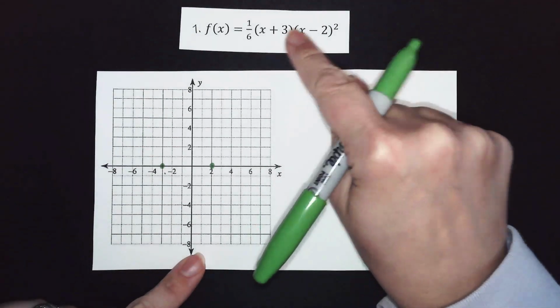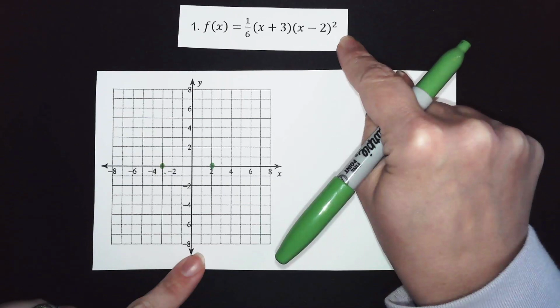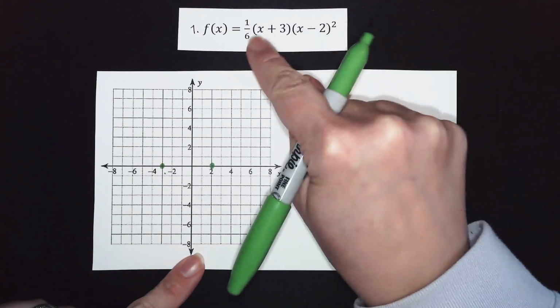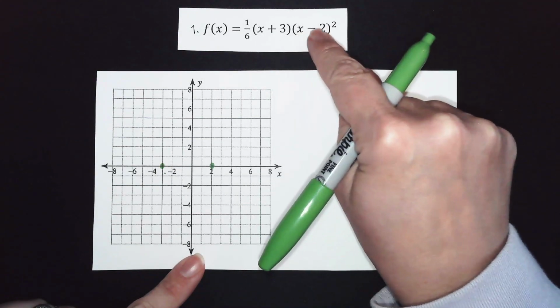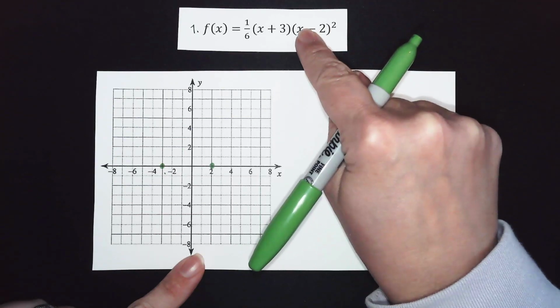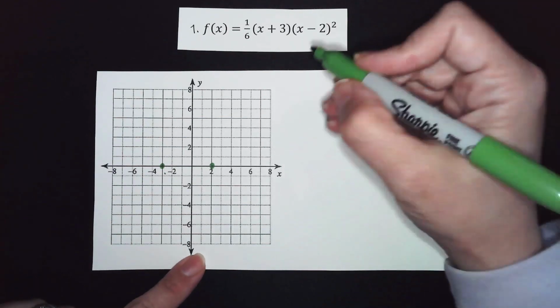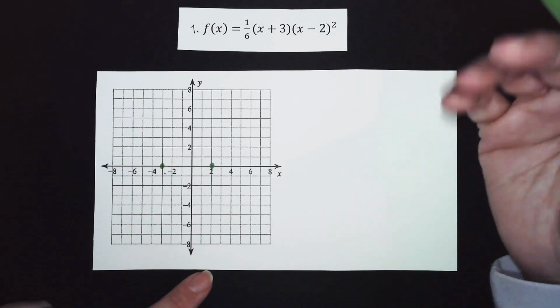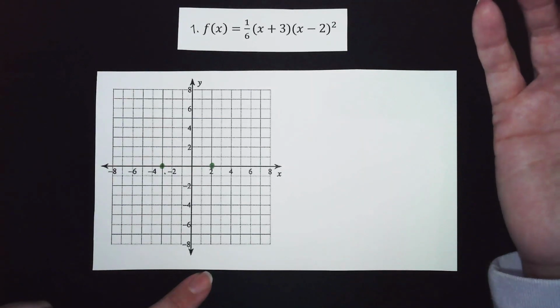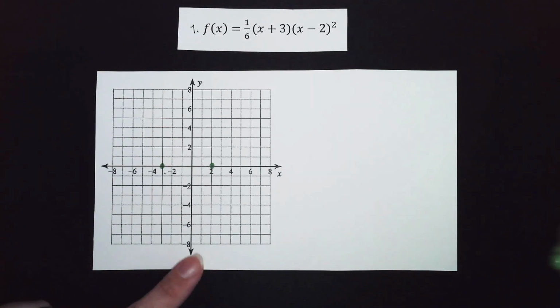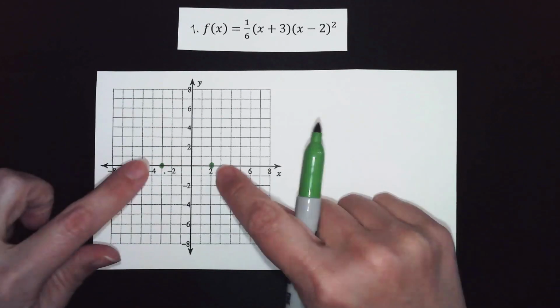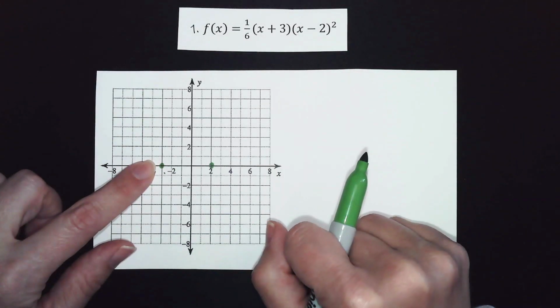Now, we know this is a cubic function because I have one x here, and then this is squared, so I have two x's here. So a total of 3. My power would be 3. So that means I have the parent function of y equals x cubed. Okay? Now, we need to find points to plot. I can plot these two just by looking at the equation.